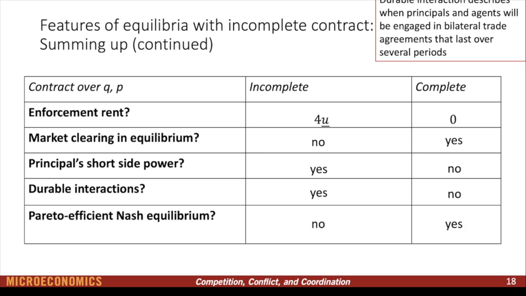And then finally, on the question of Pareto efficiency at the Nash equilibrium, in the incomplete contracting case, the Nash equilibrium is Pareto inefficient, whereas in the complete contracting case, it is Pareto efficient. So we see that we have an efficient but unequal equilibrium in the complete contracting case, but we have an inefficient but more equal to some extent equilibrium, because the agent is getting a utility above their participation constraint in the incomplete contracting case.